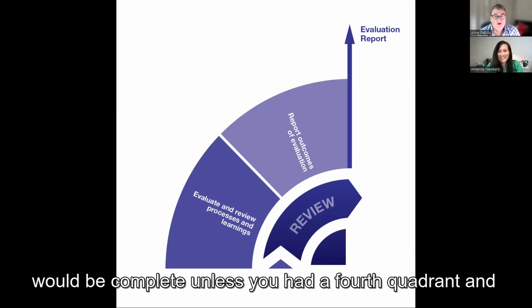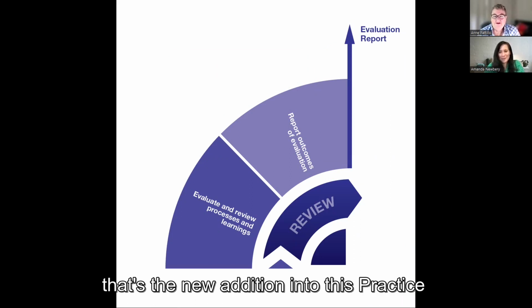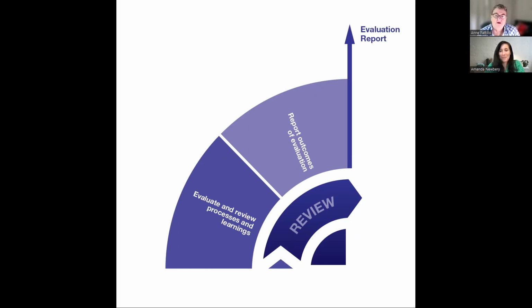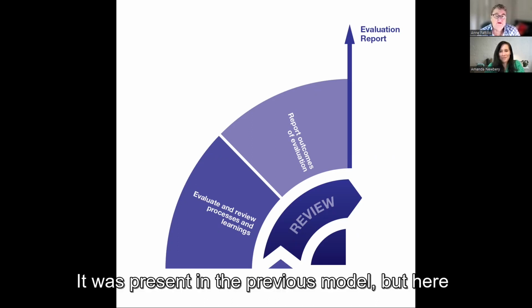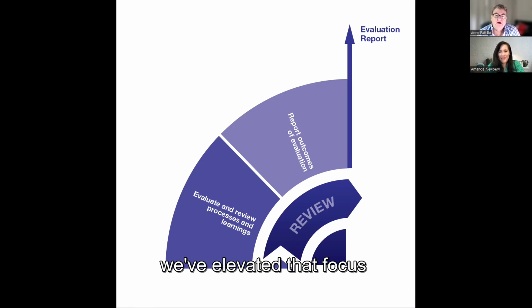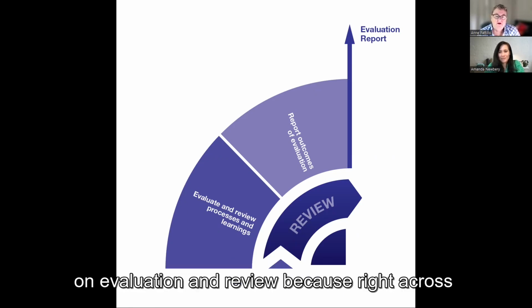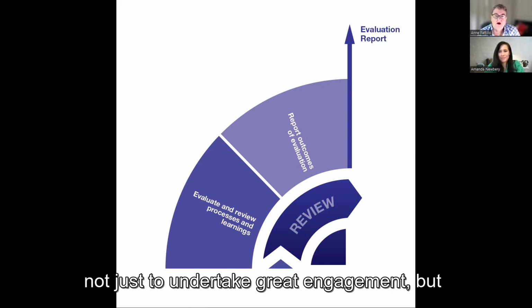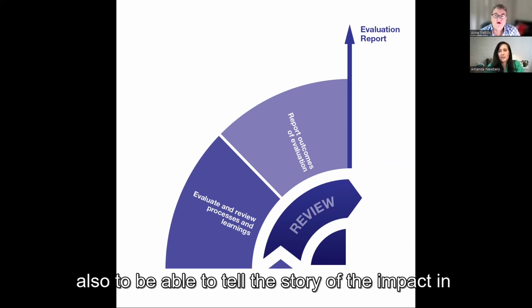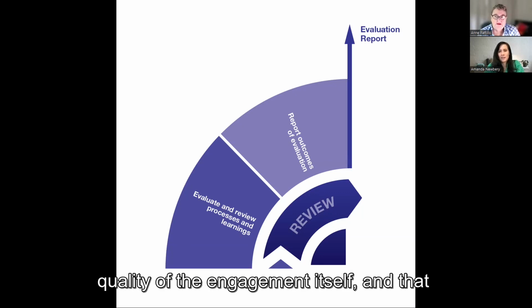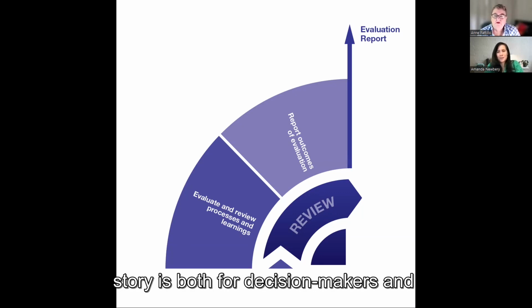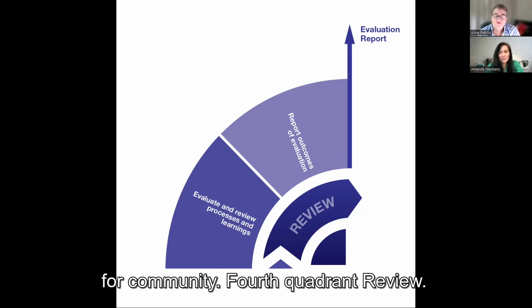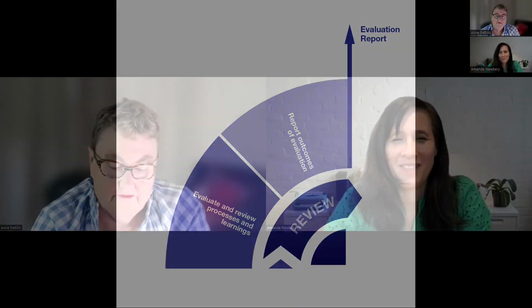No quadrant-based model would be complete unless you had a fourth quadrant, and that's the new addition into this practice framework, review. It was present in the previous model, but here we've elevated that focus on evaluation and review, because right across Australasia, practitioners are being required not just to undertake great engagement, but also to be able to tell the story of the impact and quality of the engagement itself. And that story is both for decision makers and for community. Fourth quadrant, review. Thanks so much, Anne.